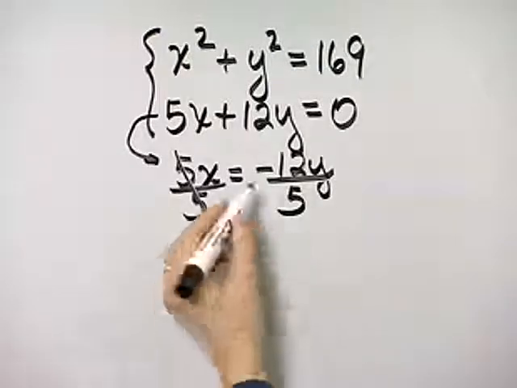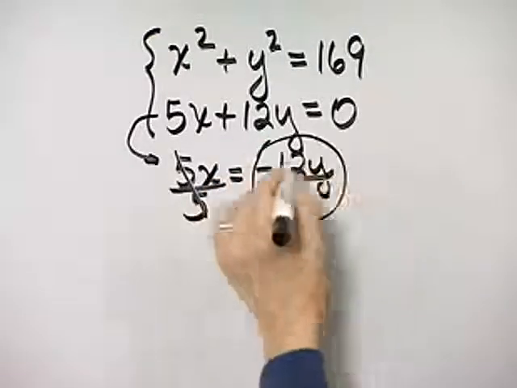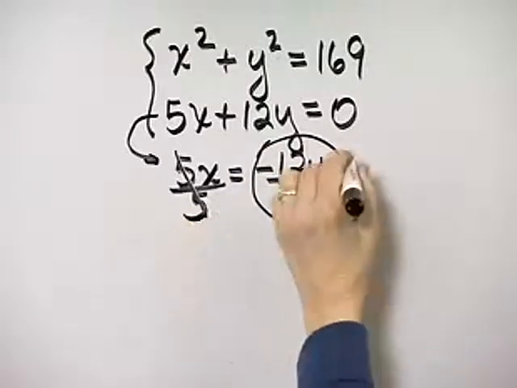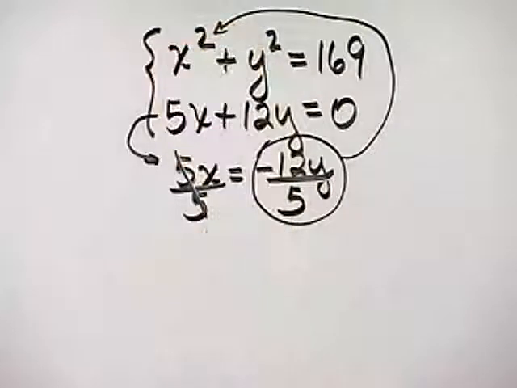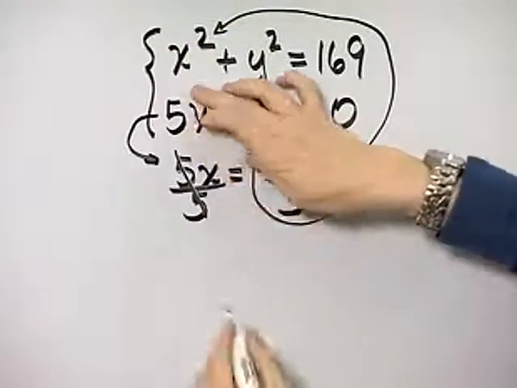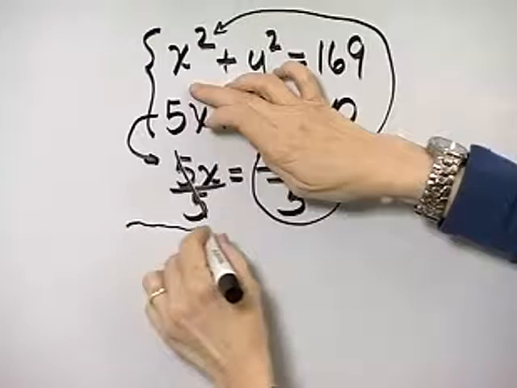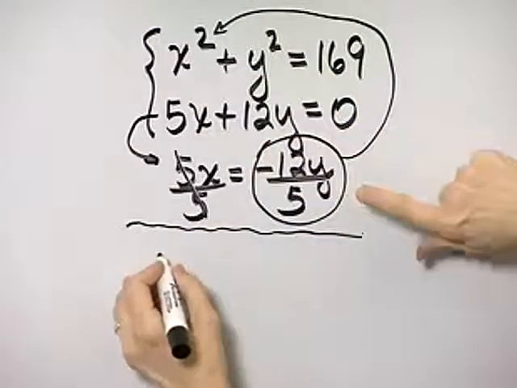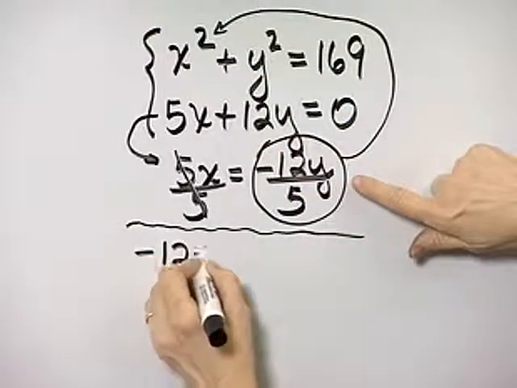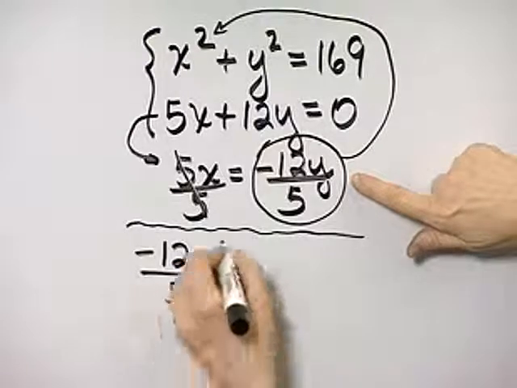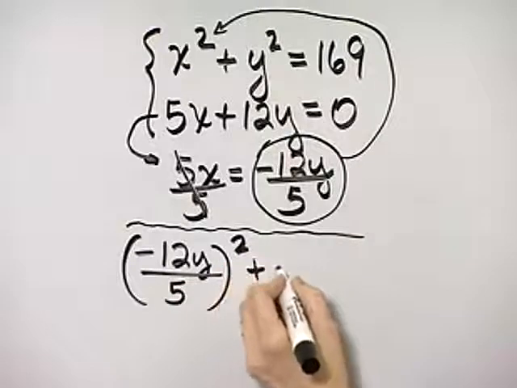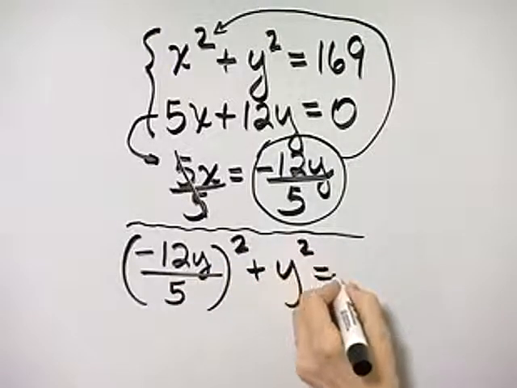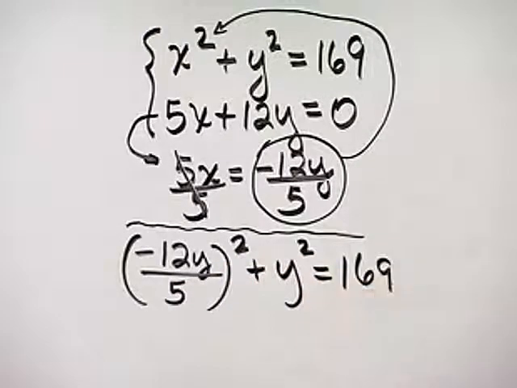And then I will replace this 4x in the other equation. So I'm going to write this equation down, but instead of x squared, I'll write down negative 12y over 5, that is x squared, plus y squared is equal to 169. Well, let's see what happens.